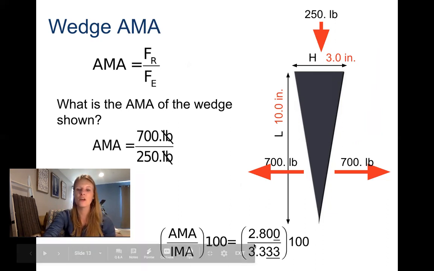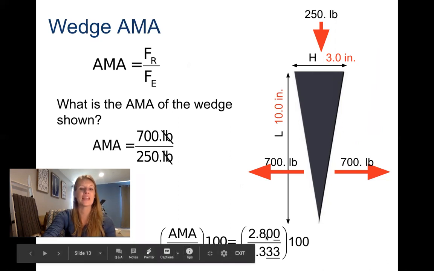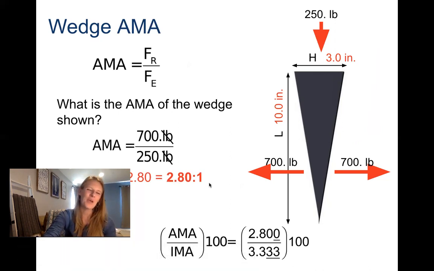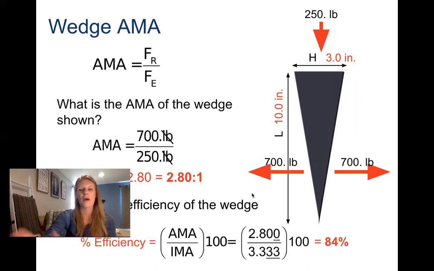I end up here with a 2.8 to 1 ratio. Then we always calculate the percent of efficiency. We take our actual mechanical advantage divided by our ideal mechanical advantage, and the percent efficiency of this is about 84%. Wedges are very efficient machines. Wedges tend to be very efficient.